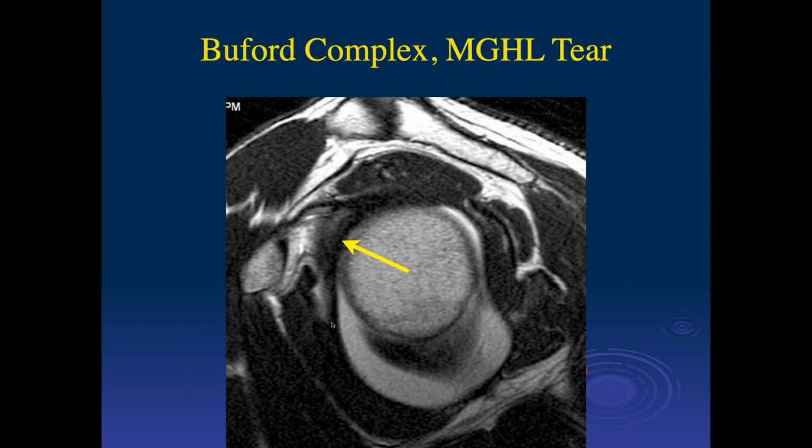And we can follow it down, and it fuses with here. This is that same structure. It comes and fuses with the deep subscap. So this is a Buford complex with a middle glenohumeral ligament tear. The stabilizing structure of the anterior shoulder was this middle glenohumeral ligament and partial tear. And the patient had a little anterior subluxation event, and it produced a partial tear of the cord-like middle glenohumeral ligament.